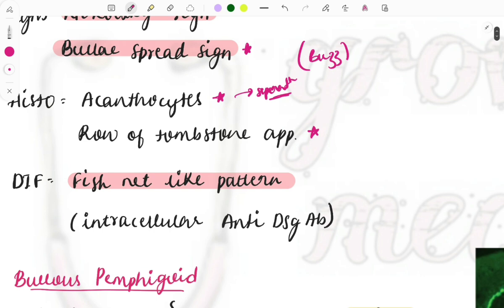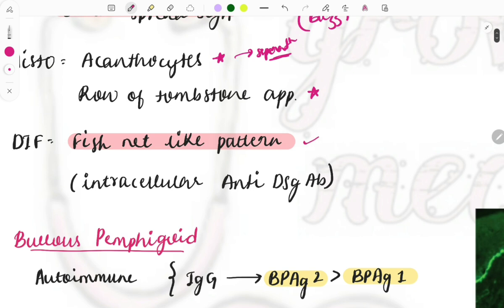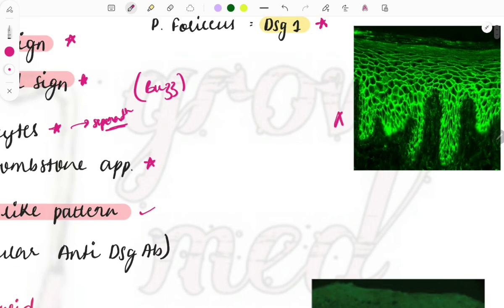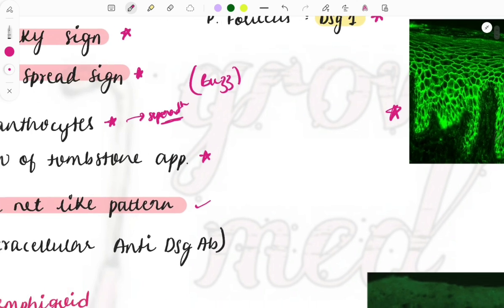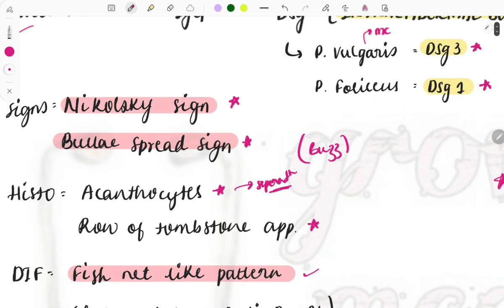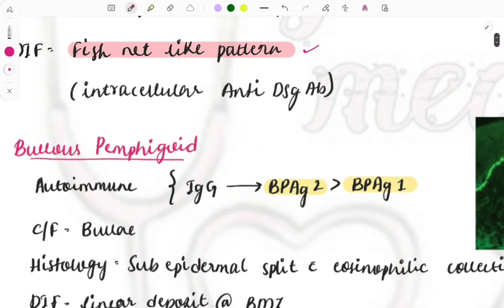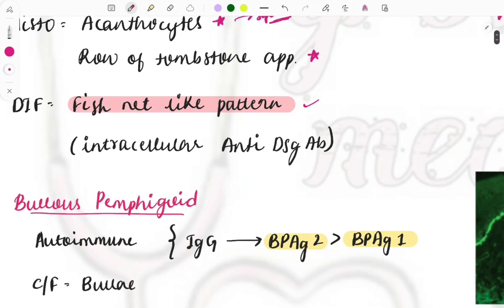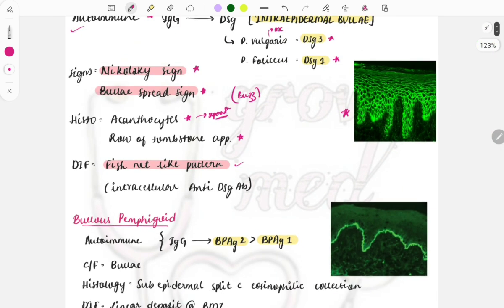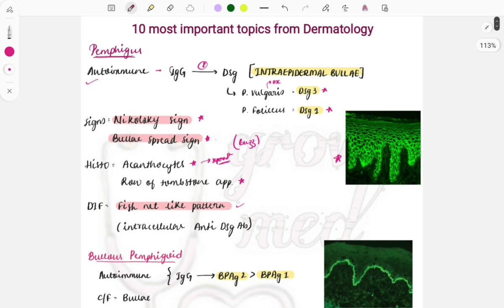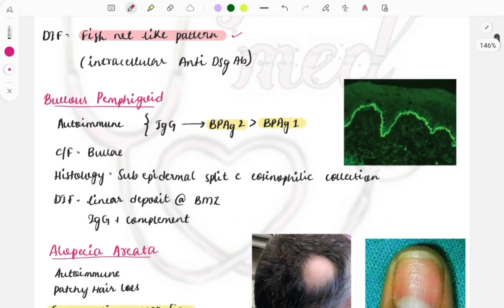Then on DIF, that is direct immunofluorescence, you can see a fishnet-like pattern. See, this image based question has been asked, and you can see here that this appearance looks like a fishnet. Okay, so whenever you find this in the exam, then think in terms of pemphigus. Okay, so this appearance is due to intercellular deposition of anti-desmoglein antibody. Okay, so these are the things from pemphigus. Then moving on to bullous pemphigoid.